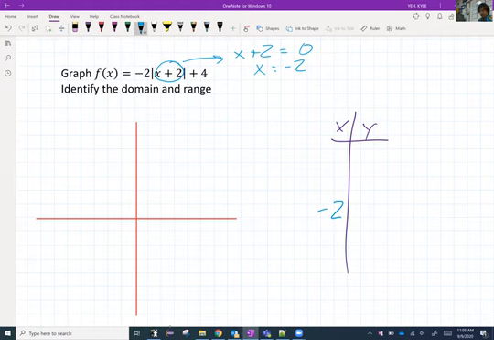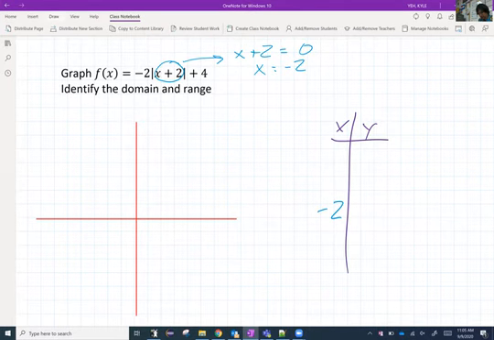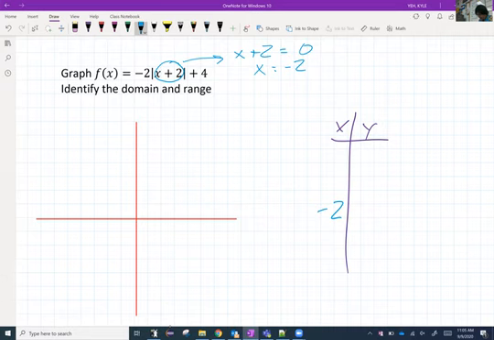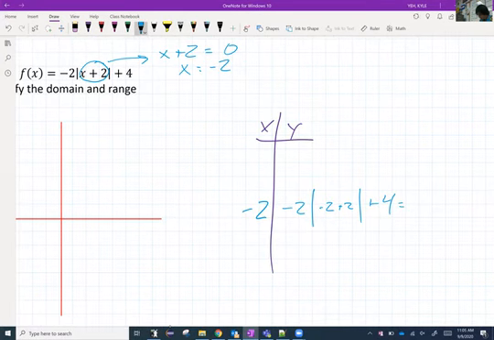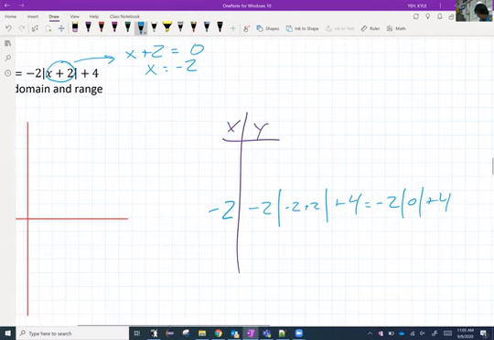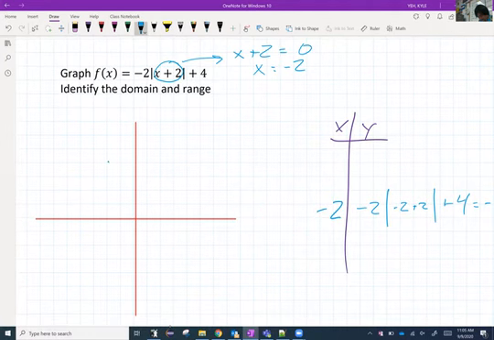So let's plug in and find what we'll get for y then. I'm just going to plug it into the function: negative 2 times absolute value of negative 2 plus 2, plus 4. So negative 2 times the absolute value of 0 plus 4. Negative 2 times the absolute value of 0 is going to be 0. So we get negative 2 comma 4. And that should be my rebound point.